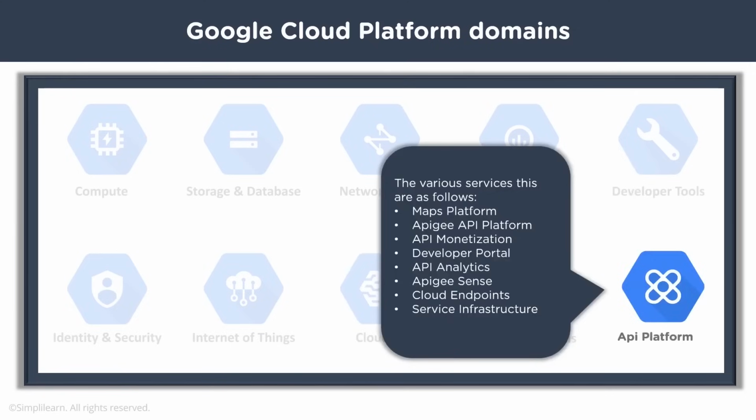If you are interested in services related to the API platform, there are different services under this category or domain. You have Maps Platform, Apigee API Platform, monetization, developer portal, API analytics, Apigee Sense, Cloud Endpoints, and Service Infrastructure. So these are some of the listings of services under each cloud platform domain.